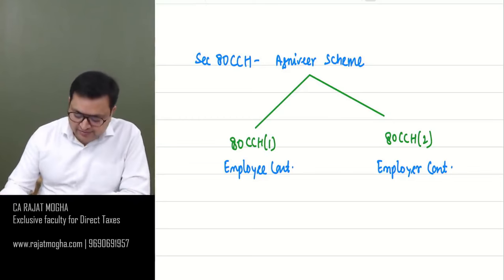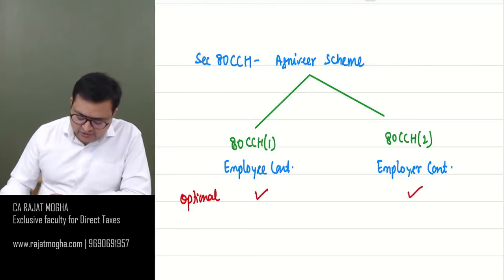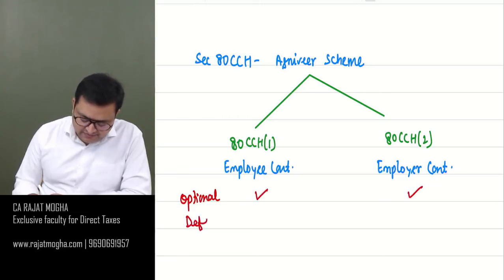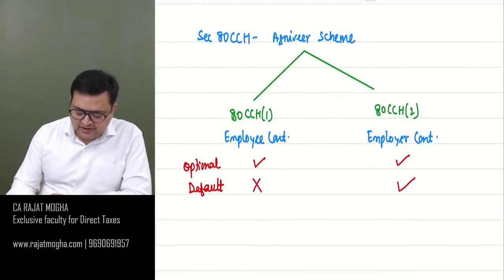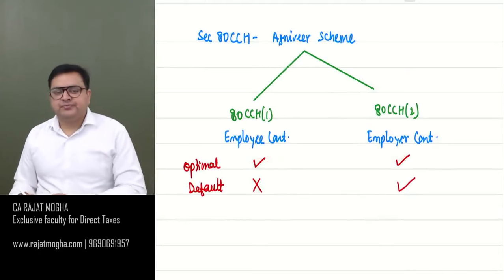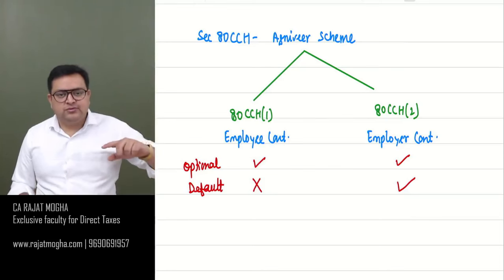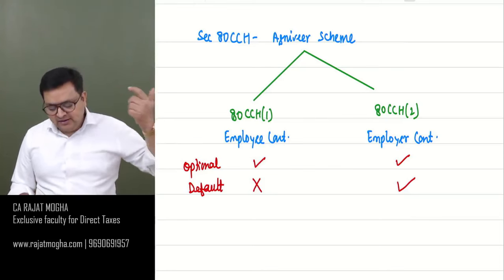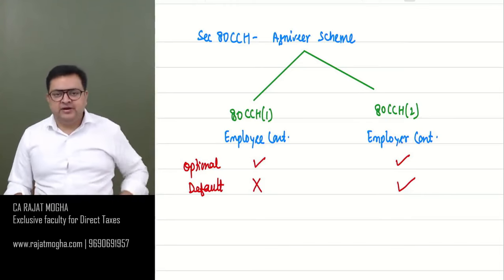It's a very plain, simple section. The only thing which you should remember is 80C in optional regime. If you are following optional regime, then you can take both. But if you are following default regime, you cannot take this, but you can take this. So in optional regime, you can take both of them. But in default regime, you can take only 80CCH2. So till now, we have done that 80CCD2 employer contribution to pension scheme, 80CCH2 employer contribution to Agniveer scheme is available only under default.